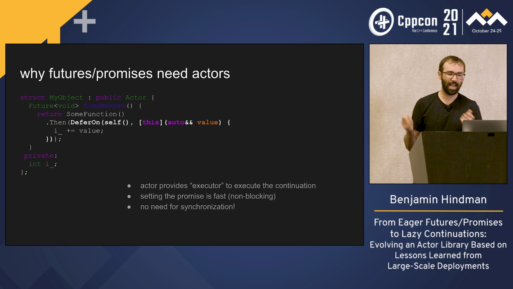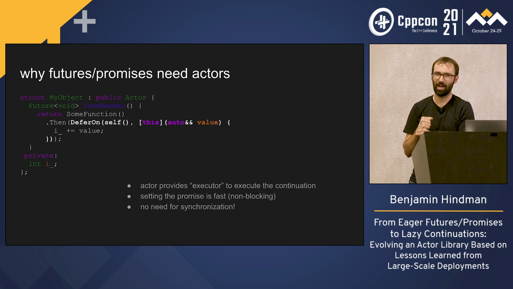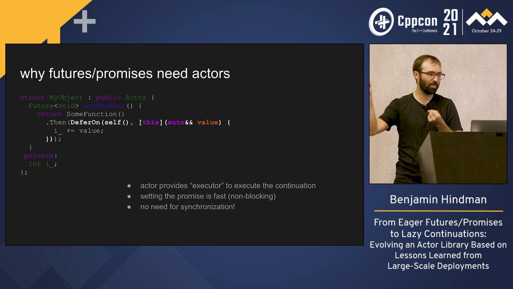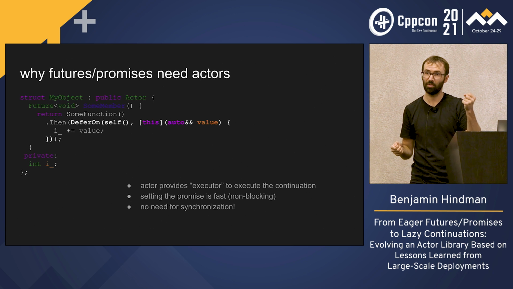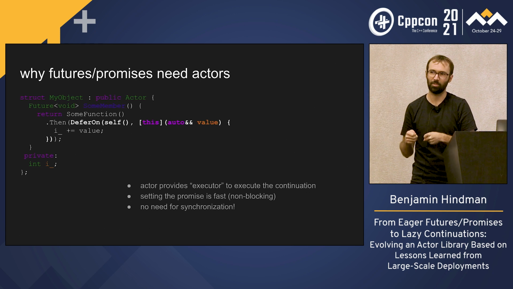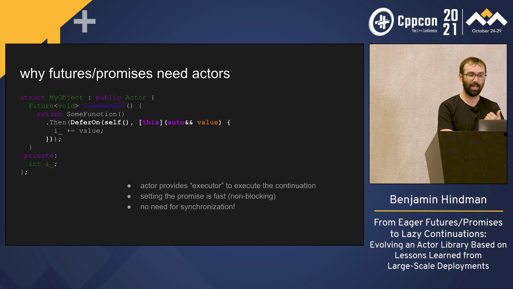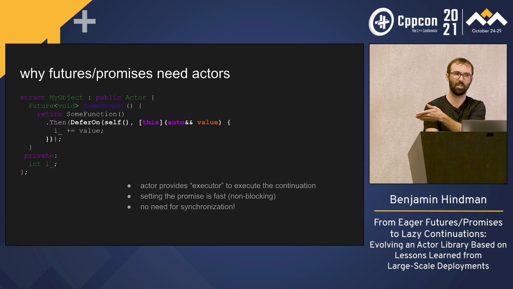But anyway, we can abstract all that into just a defer on. Basically the actor is providing the executor to execute the continuation. It's providing the execution resource that they need. Setting the promise is fast again. It's non-blocking. Whoever the promise associated with some function is, it goes ahead and executes all the lambdas associated with the future, but they just enqueue things up on actors' message queues, so they're really fast, at least faster. And again, there's no need for synchronization here. We didn't need locks, we didn't need mutexes, at least in the user level code, because we get to take advantage of the actor execution semantics, which is only one message is going to get processed at a time.